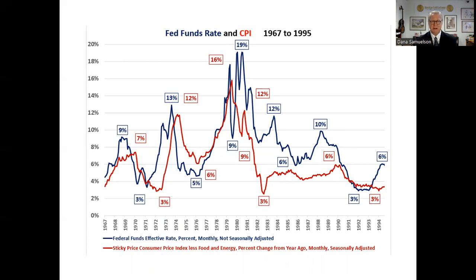Now, he remained federal chairman until 1987, when Alan Greenspan took over. So that's what it took to tame inflation in the last cycle, getting the Fed funds rate substantially over and consistently over the inflation rate for an extended period of time. Now let's look at where we are today.